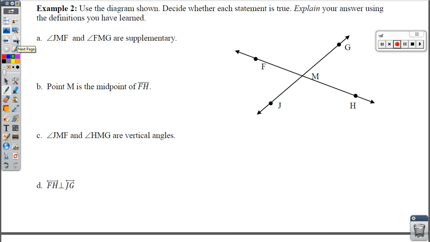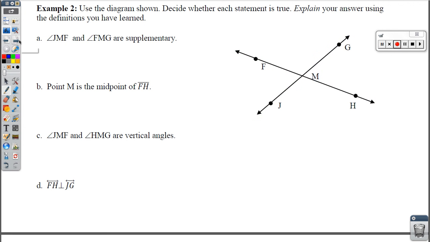All right, part C, angle JMF. That's this angle right here. And then angle HMG, so that's starting at H, going to M, and then to G. It says that these are vertical angles. Well, yes, they are. Vertical angles are angles that are across from each other when you have two lines intersecting. So these two angles, the blue one and the green one, are across from each other at this intersection, so we call those vertical angles. They satisfy that requirement.